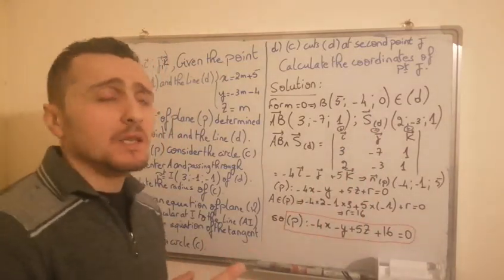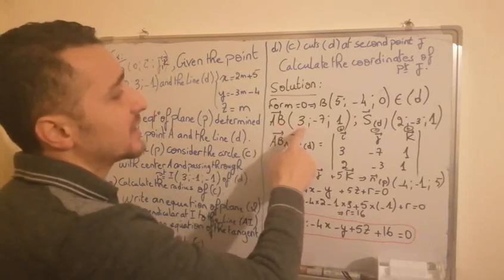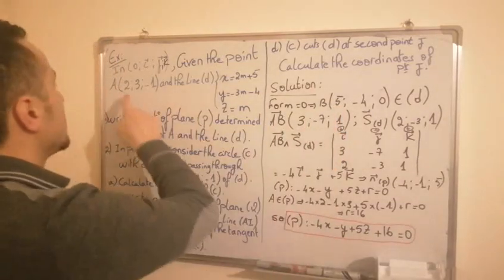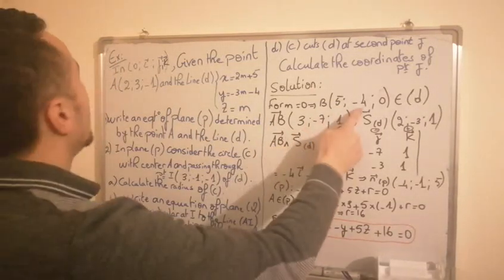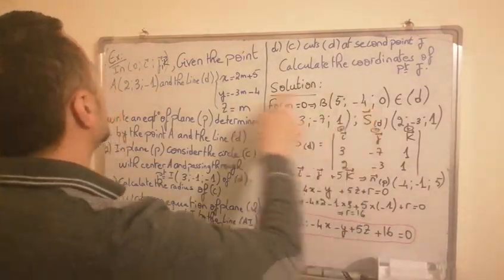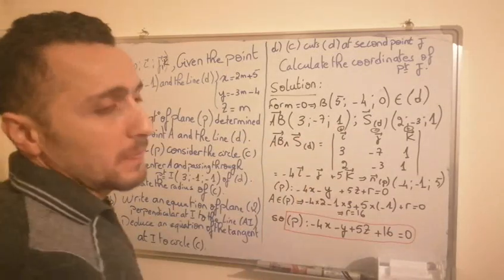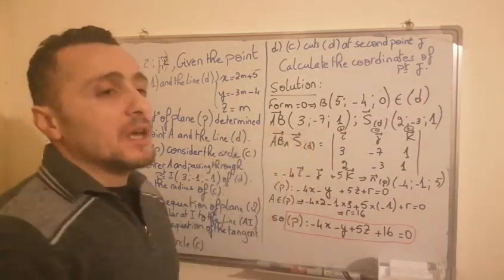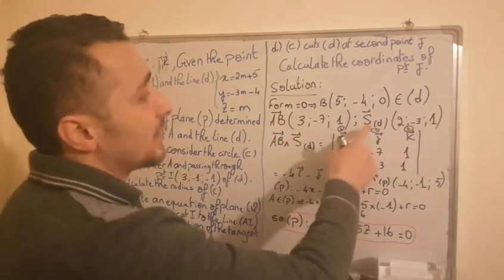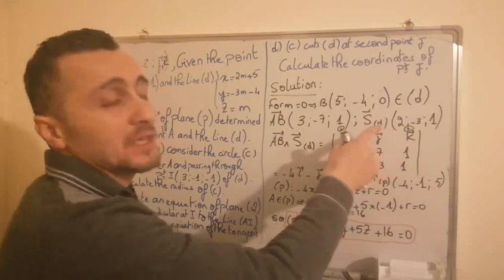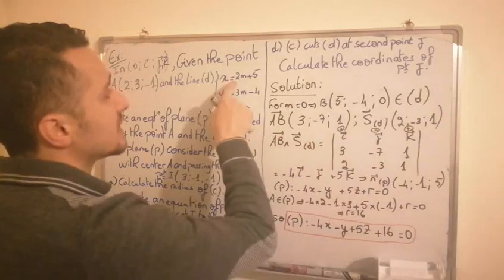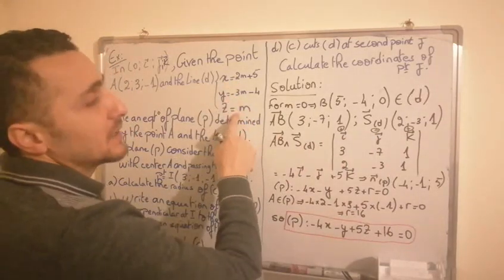And we can calculate the coordinates of the vector AB by xB minus xA. It's 5 minus 2, it's equal to 3. -4 minus 3, it's equal to -7. And 0 minus -1, it's 1. They are the coordinates of the vector AB. SD is the directing vector of the straight line D, of coordinates 2, -3, and 1.